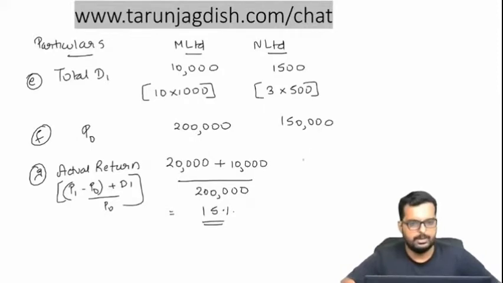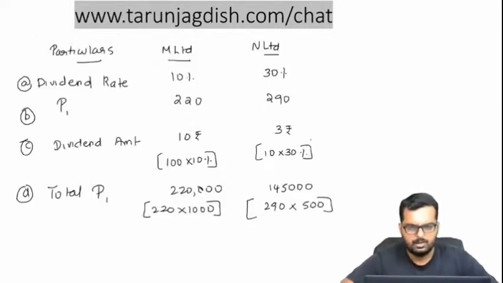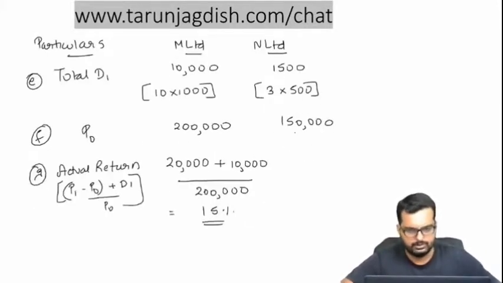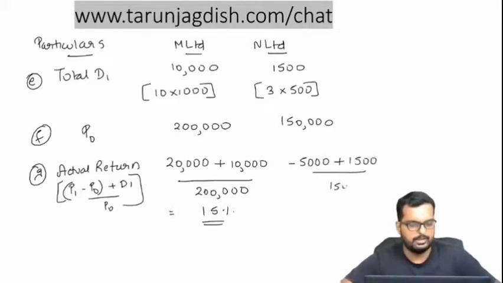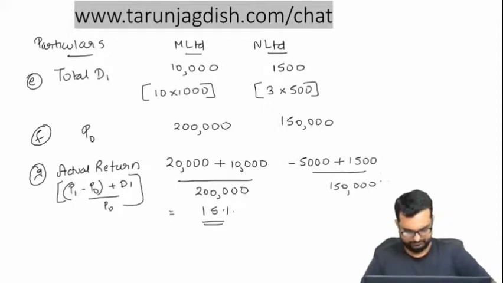And the second one, how much is P1? 1,45,000. 1,45,000 minus 1,50,000 will give you a loss of 5,000 plus 1,500 divided by 1,50,000.